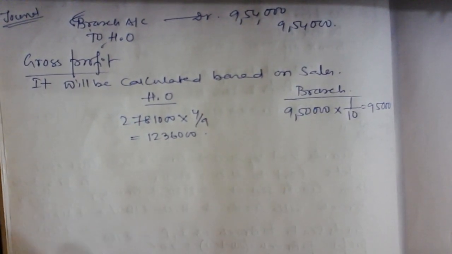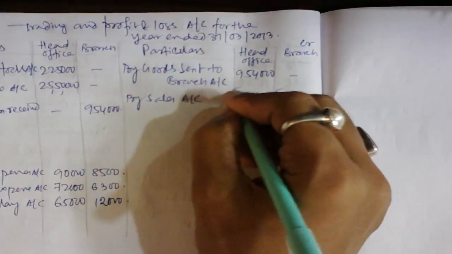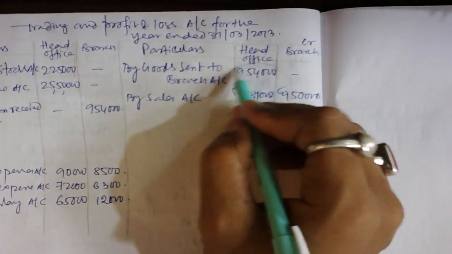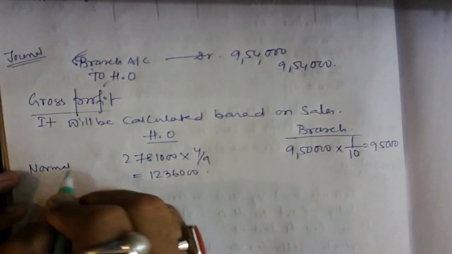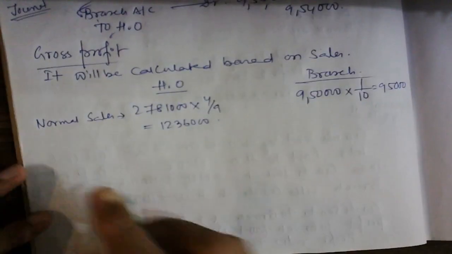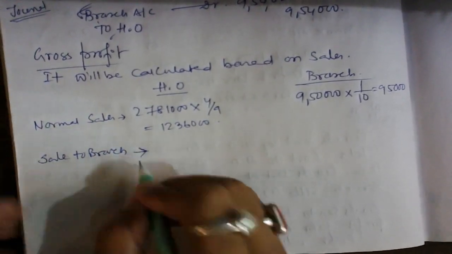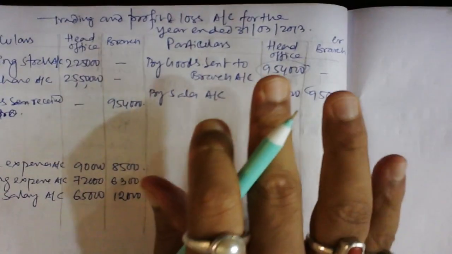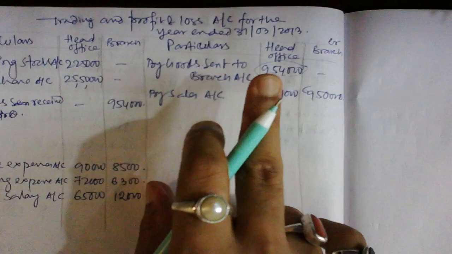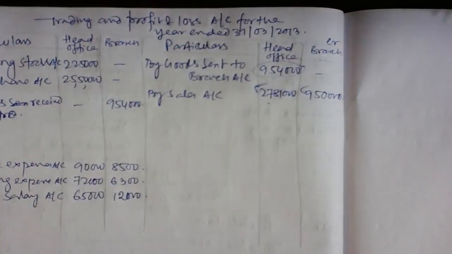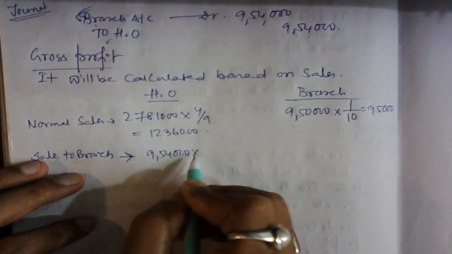Okay sorry, there is one more thing here, see, important thing, the HO's sale, this was the normal sale, now HO has also made a sale of 954, this also has to be added. So you can write here normal sales. Okay, now sale to branch. So guys, think, Sonal, think that 27,81,000 is a normal sale to outside customers by the HO. HO also sold goods to whom? Obviously to the branch. How much? 9,54,000. So here also there is a profit included, 4 by 9.